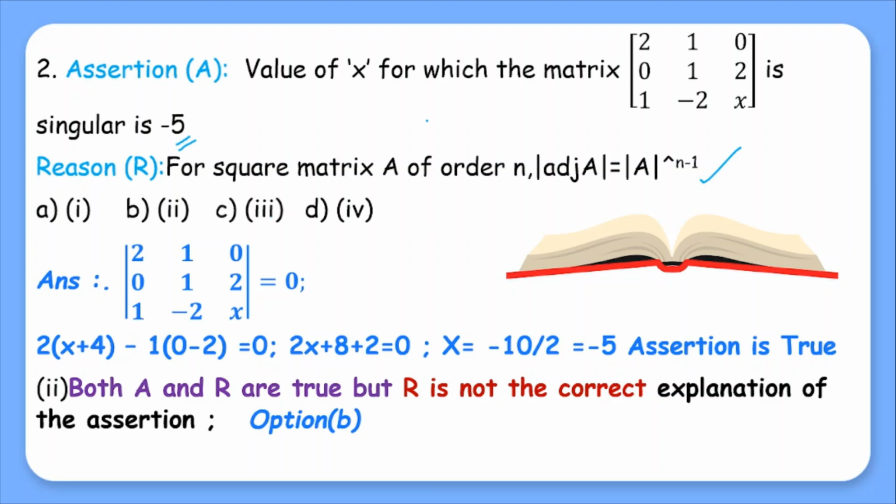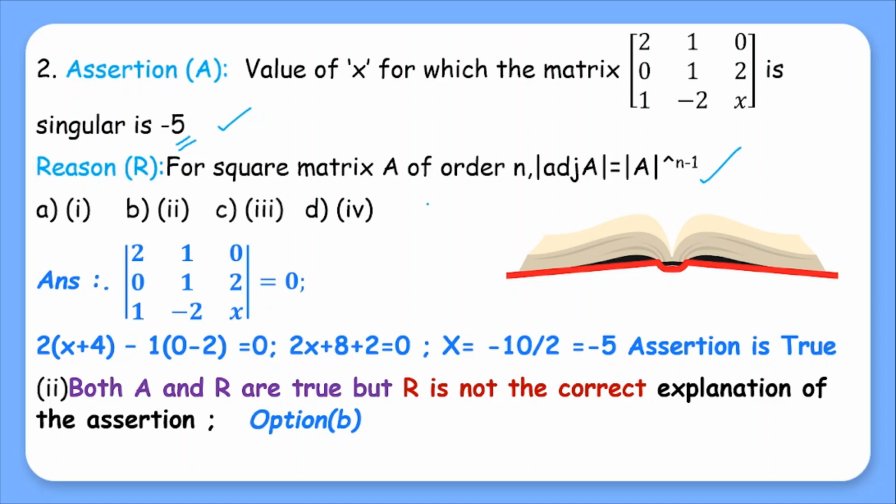In the assertion, it is mentioned that it is a singular matrix. So we keep it as a singular matrix by keeping the determinant value equal to 0. Just expand it through the first row. You are getting the value 2x plus 8 plus 2, that is 2x plus 10 equal to 0. So you are getting x value minus 5. So the assertion is also true. Both assertion and reason are true statements.